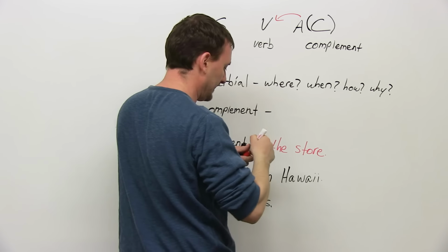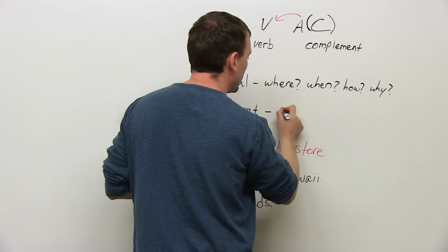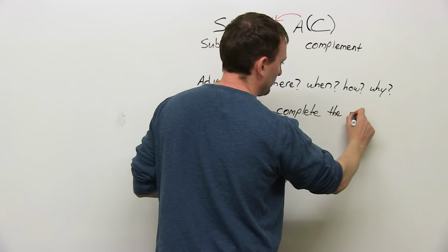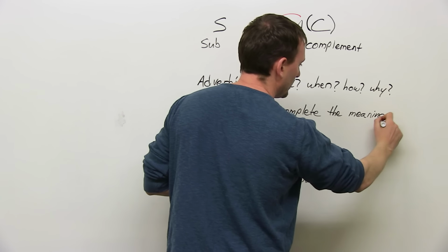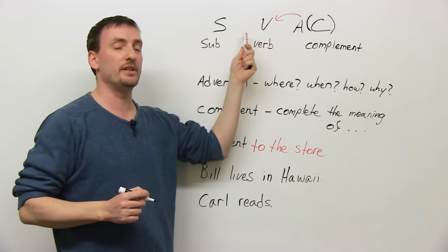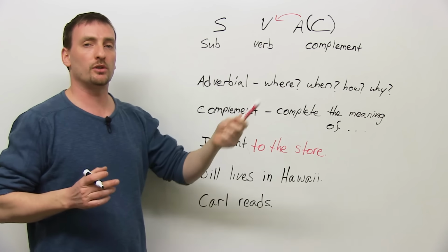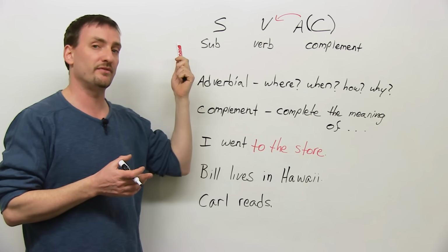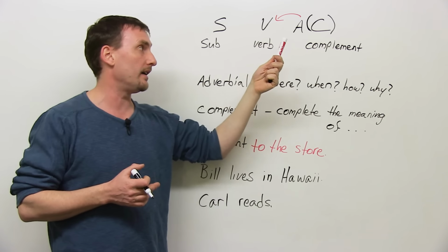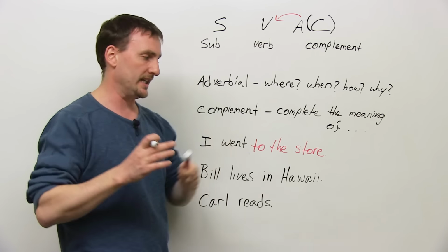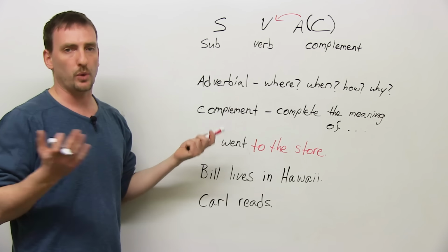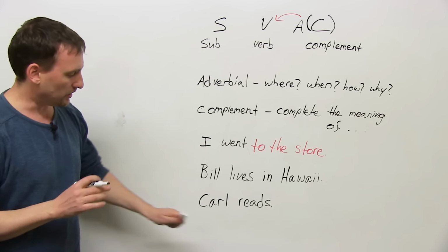Remember, a complement, and I just want to explain it here, completes the meaning of something. In this case, it completes the meaning of the verb, but complements can also complete the meanings of something else. We had SVsC, completes the meaning of the subject. We can also have complements that complete the meaning of an object or a preposition or many other things. I'll give you a few examples soon. Bill lives in Hawaii. Bill lives where? In Hawaii.